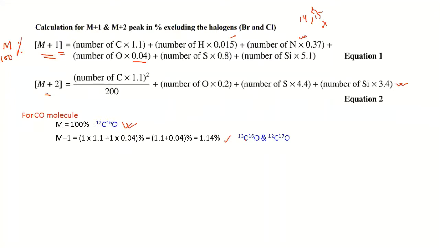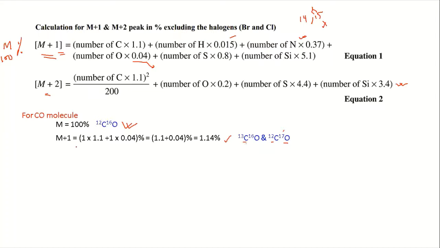So it's close to 1%, and that will be due to what exact molecule? That is 13C16O, this is plus 1. You see 13C, and O is remaining 16. So this is contributing. Another is 12C17O. 17O can contribute, and this 0.04% is the 17O isotopic abundance. So you have to sum it up and get the result.